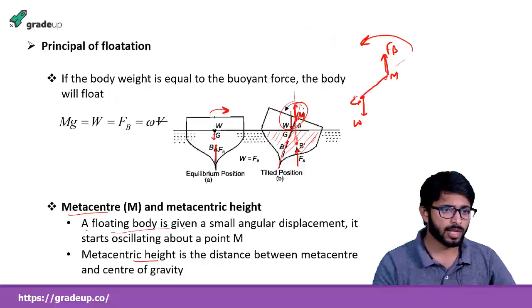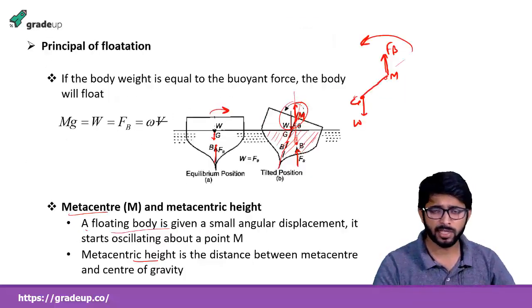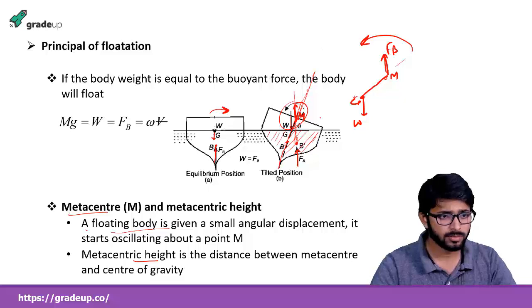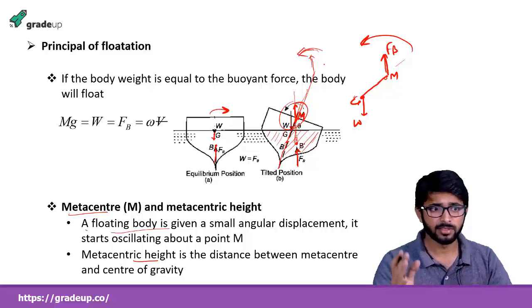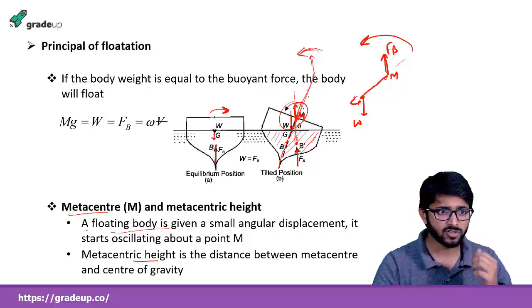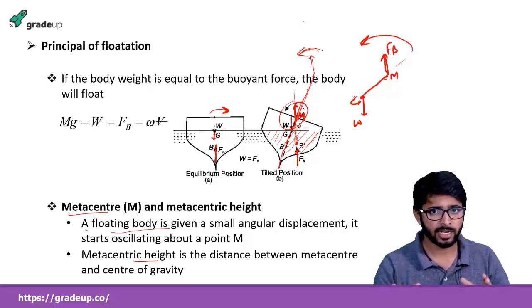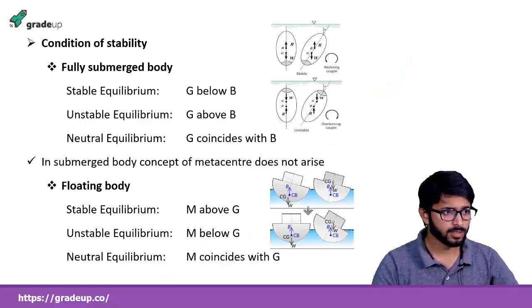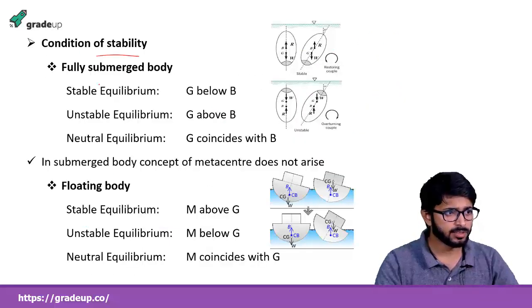From this case we can easily tell one more thing. As the metacentric height is more, the restoring couple will be higher, and the body will tend to move back to the original condition as soon as possible. Okay, so now moving on to the stability condition for a submerged body.